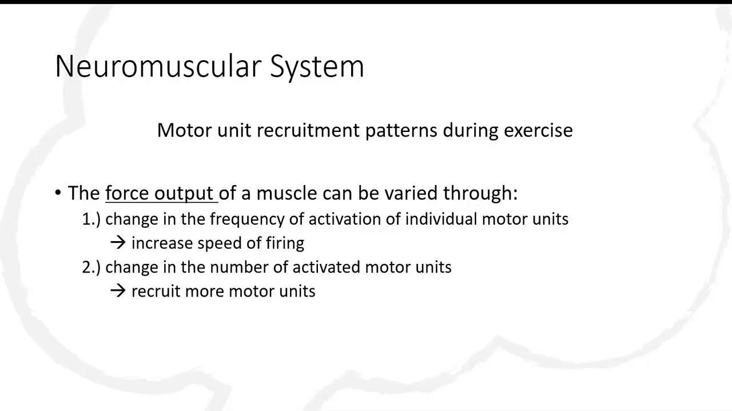One, the change of frequency of activation of individual motor units, so we can increase the rate of firing or the speed of firing. Or two, we can change the number of activated motor units. We can recruit more motor units. So there's two different things we can do to increase force output.